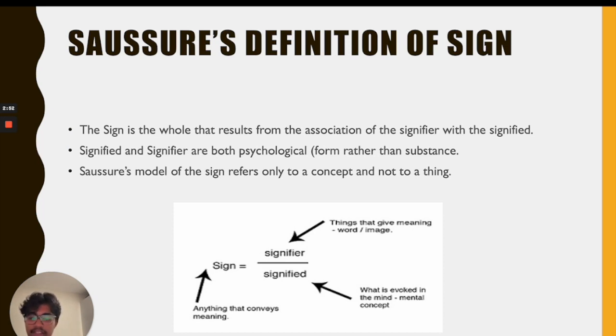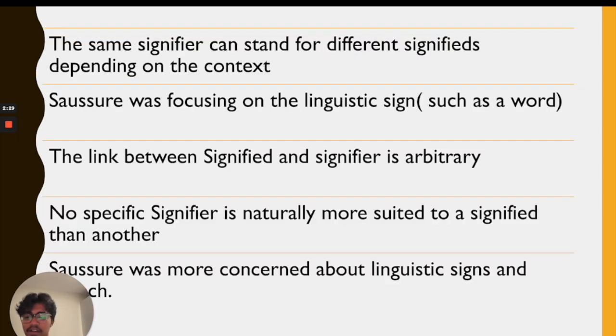If we look at a linguistic example, the word closed, in reference to an open or closed sign displayed on a shop. The word closed will be the signifier, and the signified concept would be something like the shop is closed for business, right? And Saussure emphasized that the relationship between the signifier and the signified is arbitrary, meaning there is no inherent connection between the two.